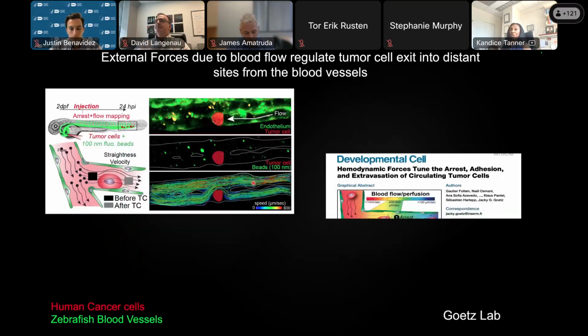What Jackie Goat showed very phenomenally is not only within these conduits, the migration is influenced by these hemodynamic forces. By being able to quantify how much force, these tumor cells showed a differential extravasation, meaning the ability to leave their primary site based on what types of forces they believe, introducing that biophysical parameters within the microenvironment are important.